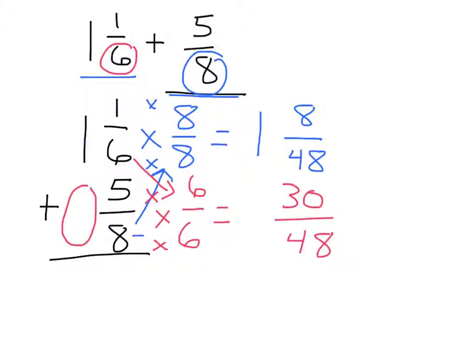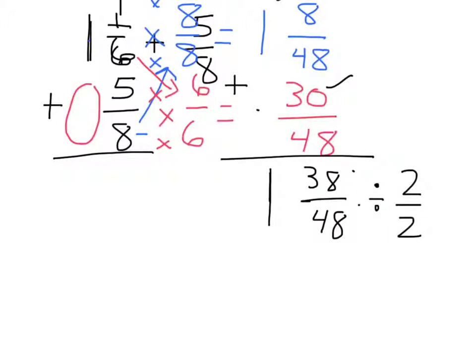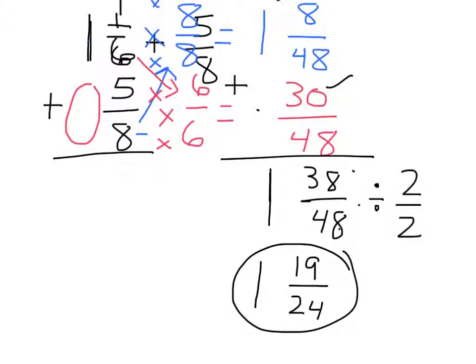Now I just need to add these, like the original problem says. 8 plus 30 is 38, over 1 plus nothing is 1. Don't forget the 48 over there. So for my final answer, I notice both of these numbers are even, so I'm going to reduce it, dividing by 2 over 2. When I divide by 2 over 2, I get the 1 still out front. 38 divided by 2 is 19 on the top. 48 divided by 2 is 24 on the bottom. So my answer to the second one here is 1 19/24.